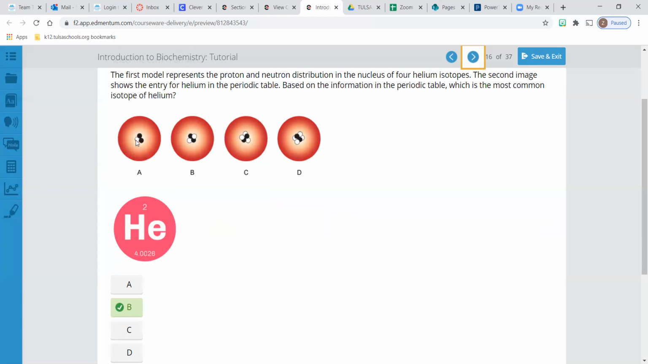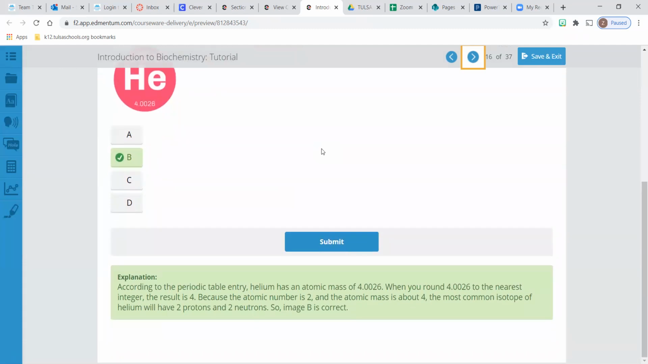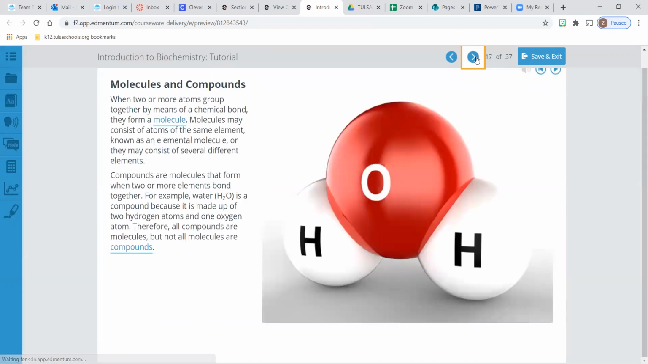If each proton and neutron weigh about 1, then it would be B. Because this only has a mass number of 3. This one has 4, 5, 6. So this one's the closest one for helium. And it just gives you an explanation.